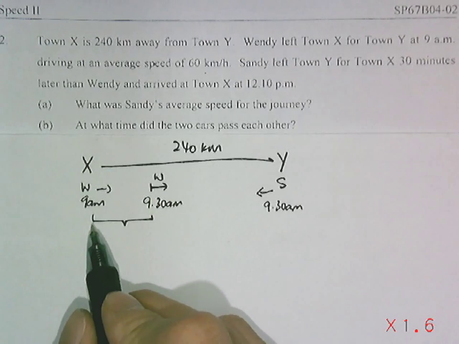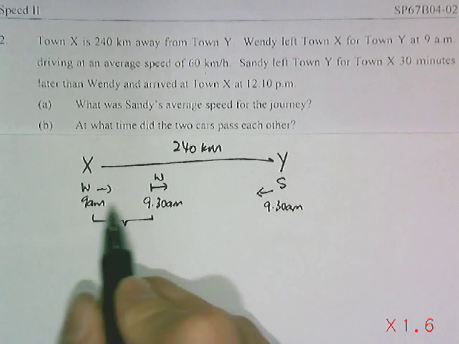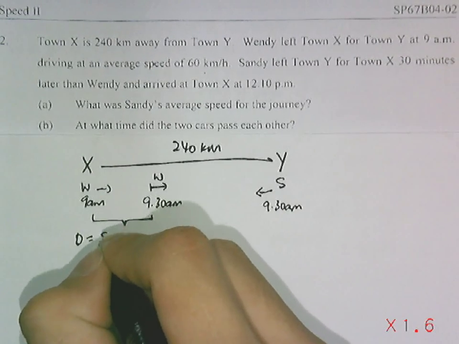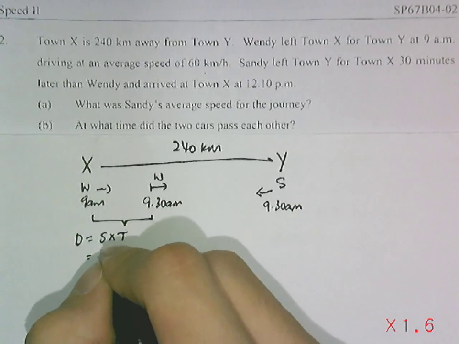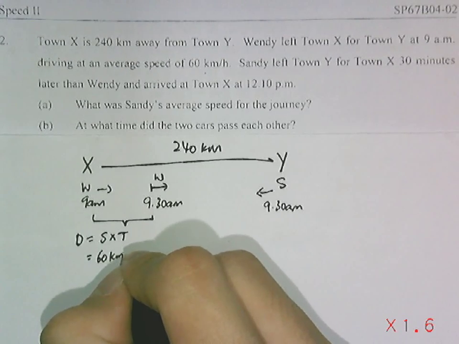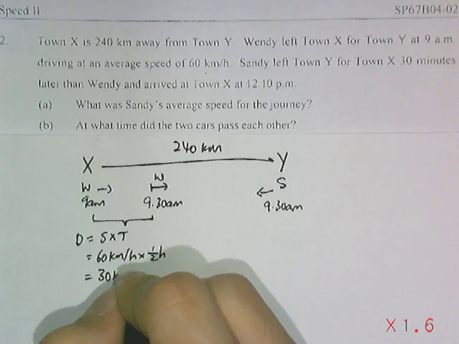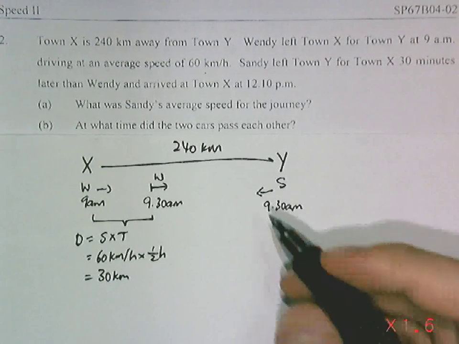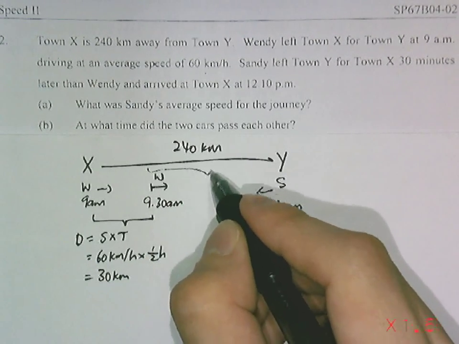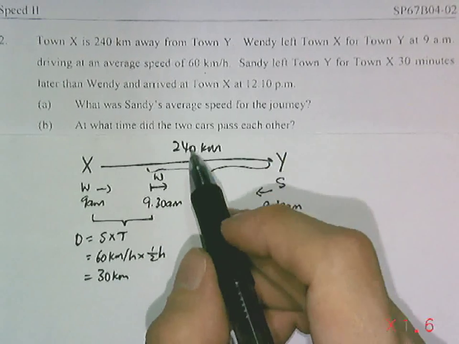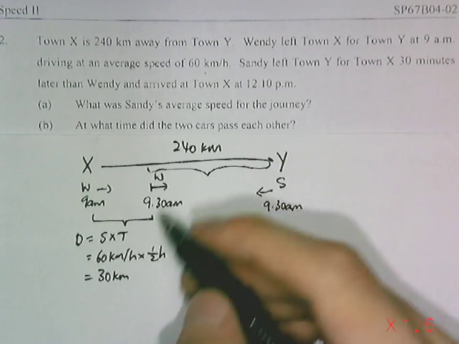Between 9 to 9:30 a.m. only Wendy is moving, so she covered a distance which is speed times time, 60 kilometers per hour times half an hour, which is 30 km. Now this makes this portion here, where they started at 9:30 a.m., to be 240 minus 30 km, which is 210.